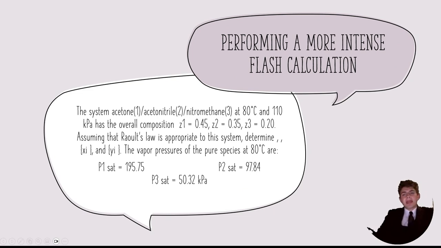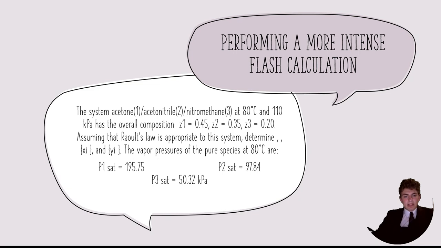So, moving on to our example, which is going to take up most of this video, I want to perform a flash calculation on a 3 chemical species mixture. We have this system of acetone, acetonitrile, and nitromethane at these given conditions with given overall compositions. We want to assume that Raoult's law is appropriate and determine the concentrations of their liquid and vapor phases, respectively. We're also given the vapor pressures of the pure substances at 80 degrees Celsius.